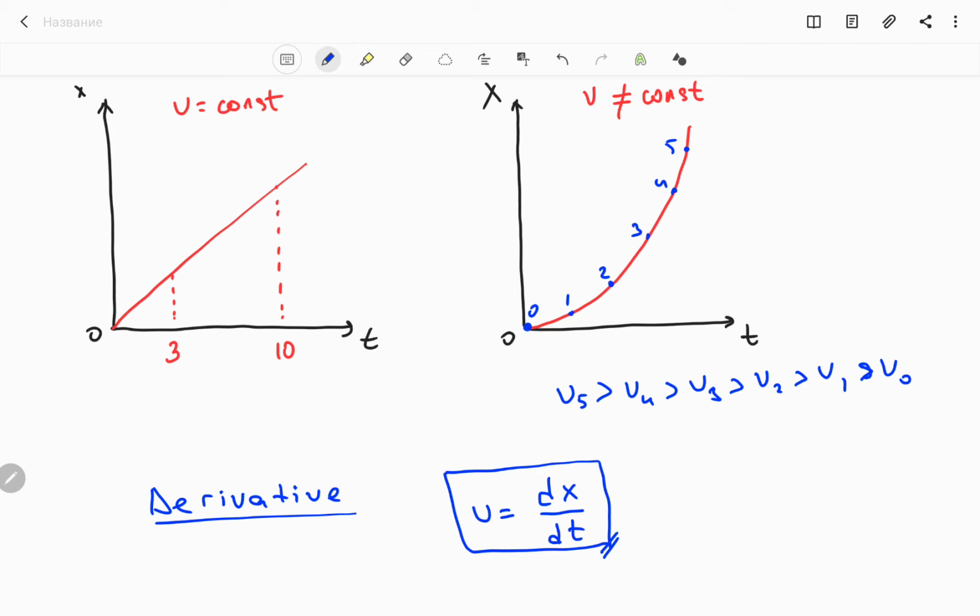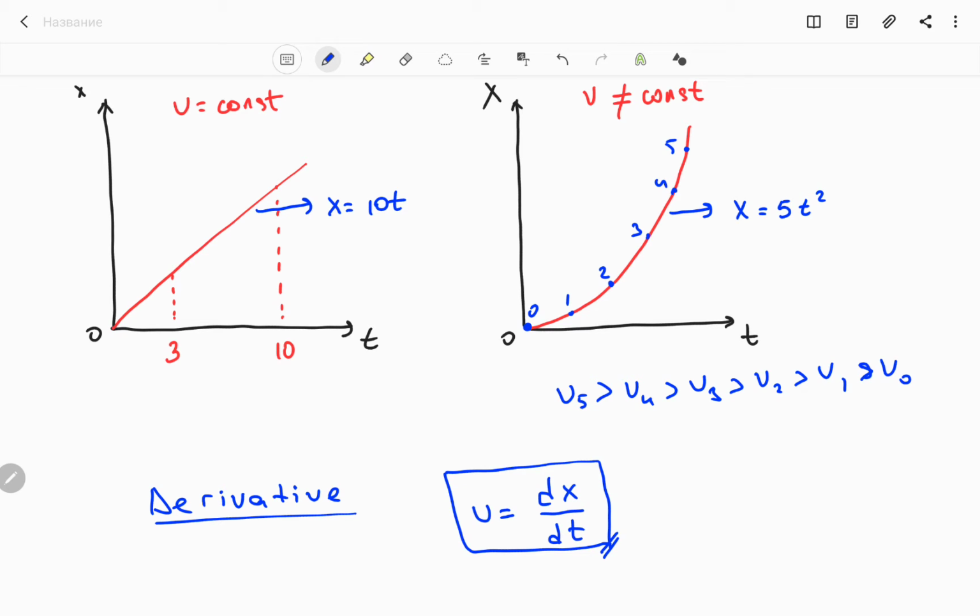And now here you should remember about derivatives. Each line has its own mathematical definition. Each line can be described by a mathematical equation. For example, this one has a mathematical explanation. We can say x equals 10 times t. Yes, this is a linear equation, for example. This one also has a mathematical explanation, for example, 5t squared. This is just an example.